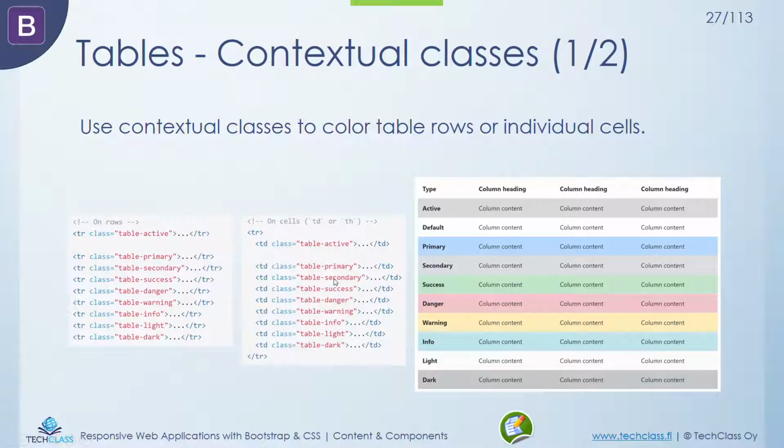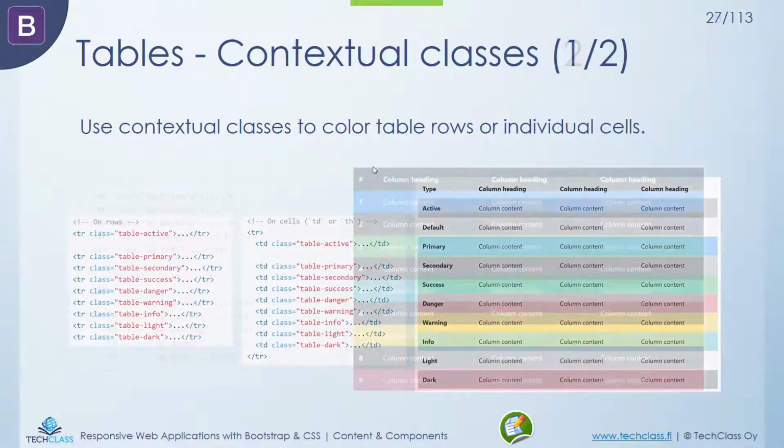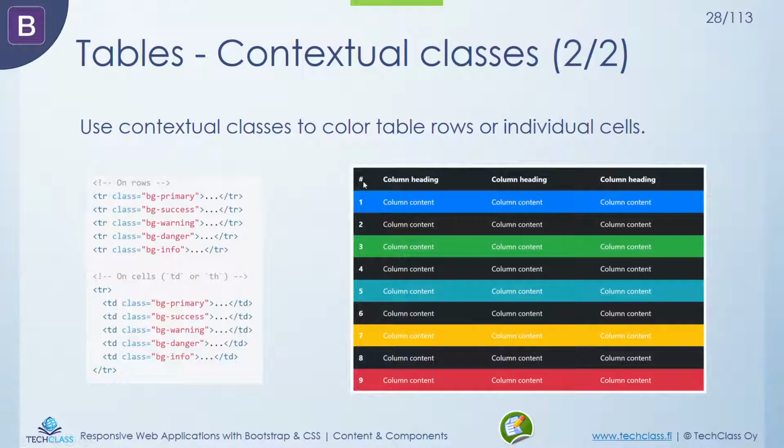We have primary, secondary, success, danger, warning, info, light, dark. It's nice to make yourself familiar with these classes, especially these keywords, because you're going to use them a lot in your buttons, in your info messages, in your table rows. So they have the same naming as well. And then here you can see you're setting the background now to these colors.